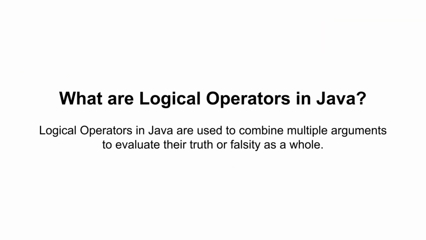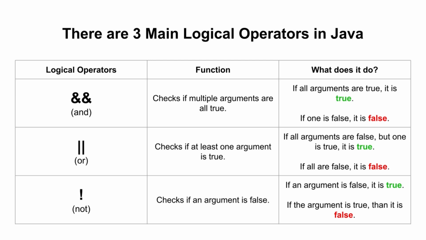What are logical operators in Java? Logical operators in Java are used to combine multiple arguments to evaluate their truth or falsity as a whole. There are three main logical operators in Java.